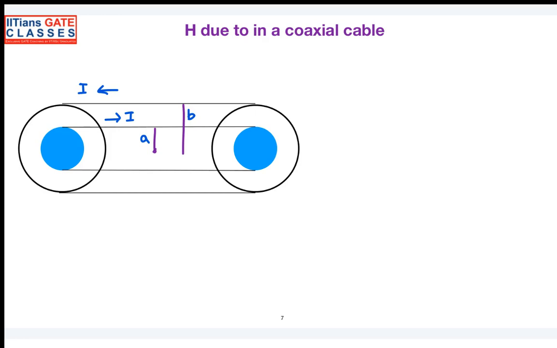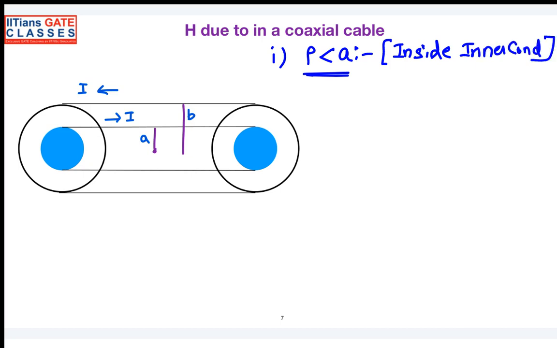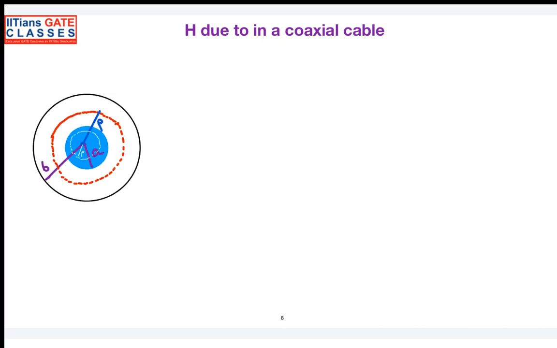So in the first case, let us consider a point which is less than a, which means rho less than a, meaning you are inside the inner conductor. So let me explain in this slide, so it is better. When you consider inside the inner conductor, what will happen? This is your inner conductor boundary and this is your outer conductor boundary.